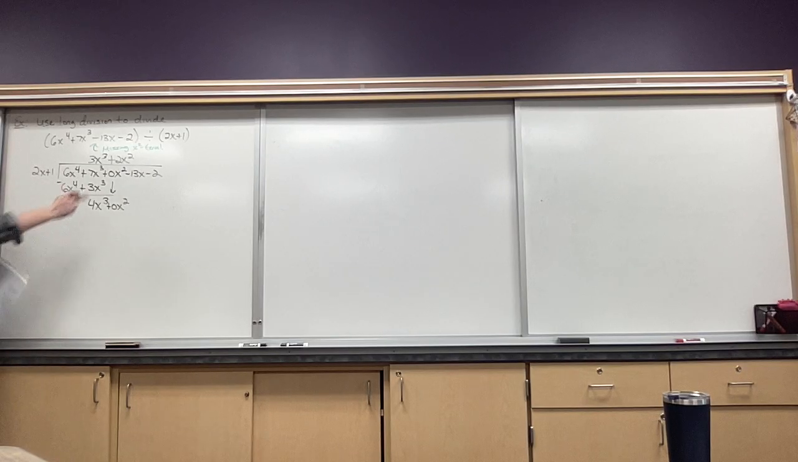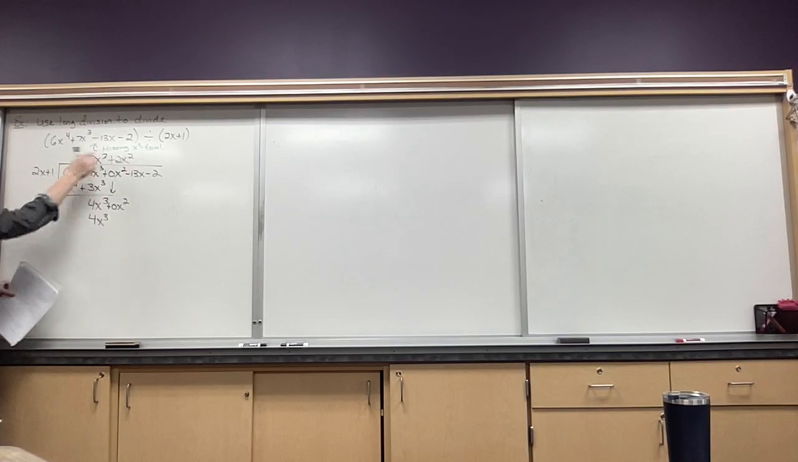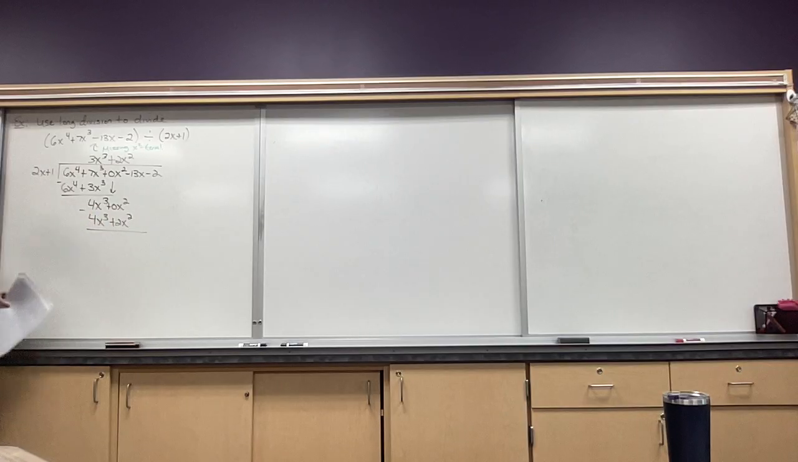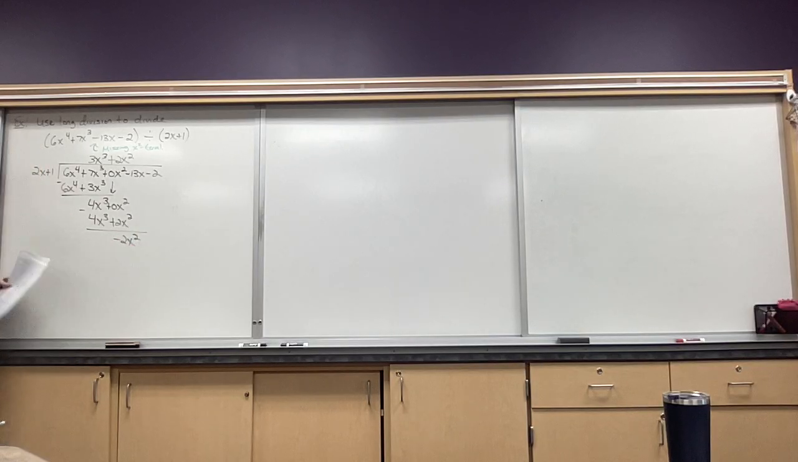Now we multiply. So 2x squared times both of these terms. So I get a 4x cubed, which is what we wanted. 2x squared times 1 is 2x squared. So we get a 0. And the other one would be what? Minus 2x squared. Okay? Bring down the next term.